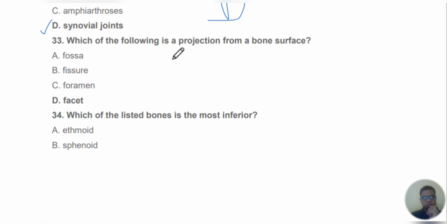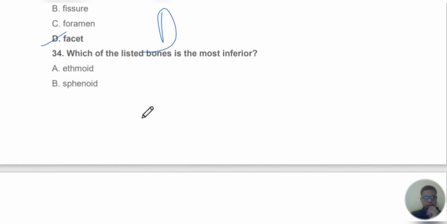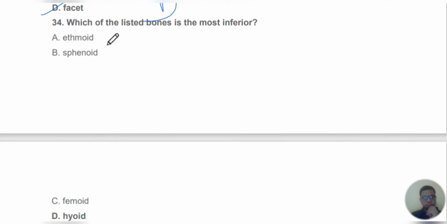Okay. Next is 33 question number. Which of the following is a projection from a bone surface? Answer is D. Facet. Okay, next is 34 question number, which of the listed bone is the most inferior, answer is D, hyoid.